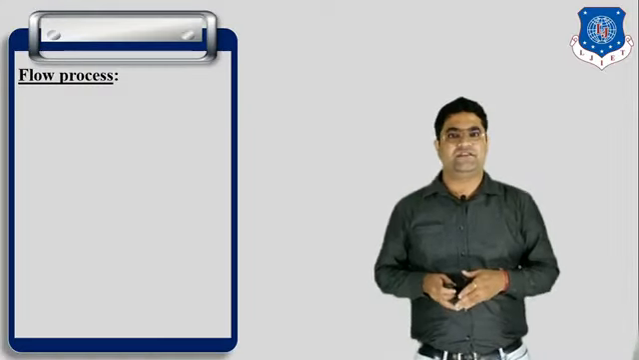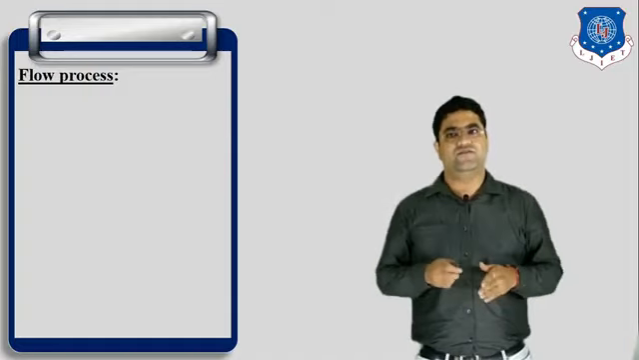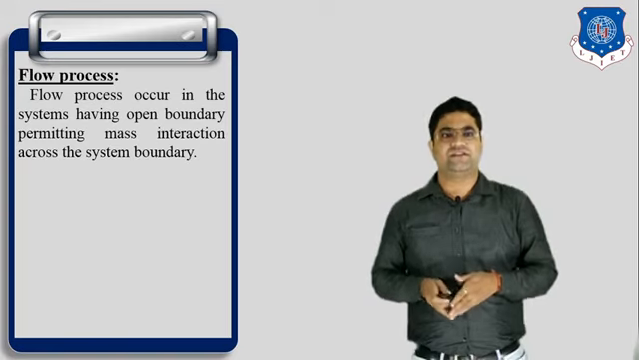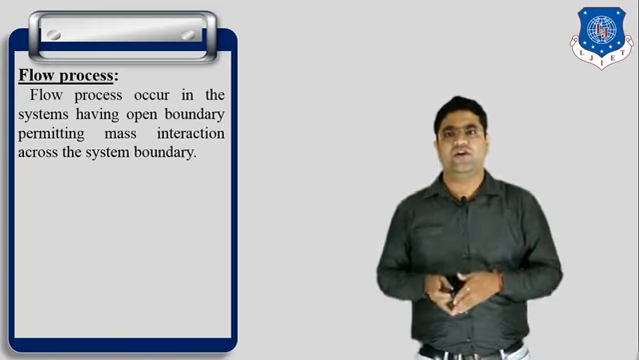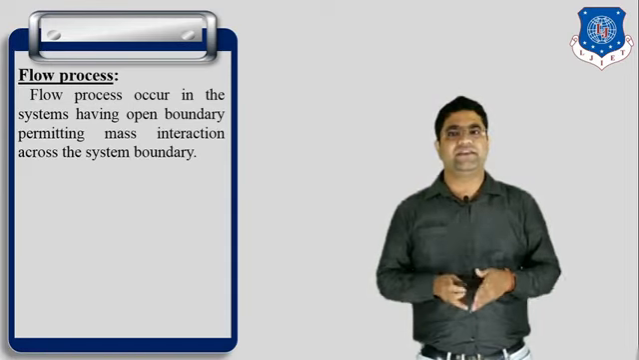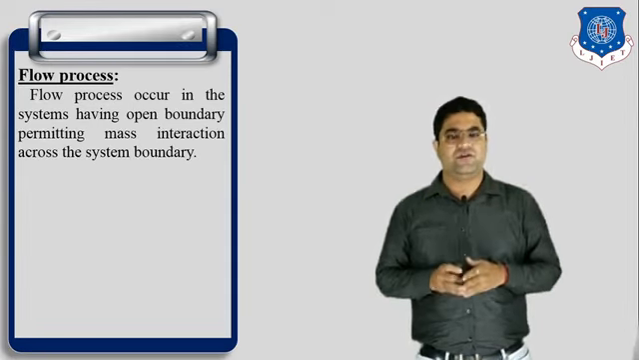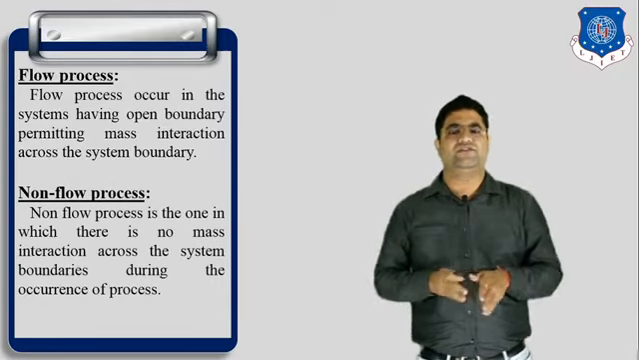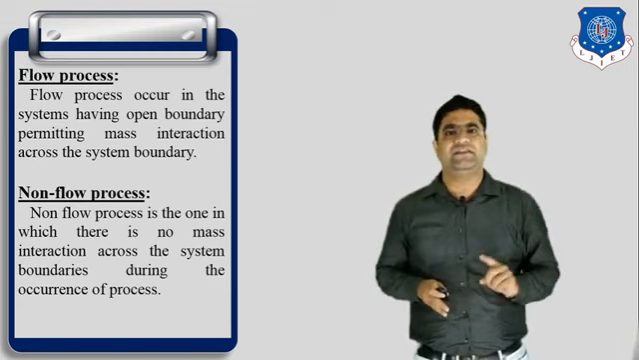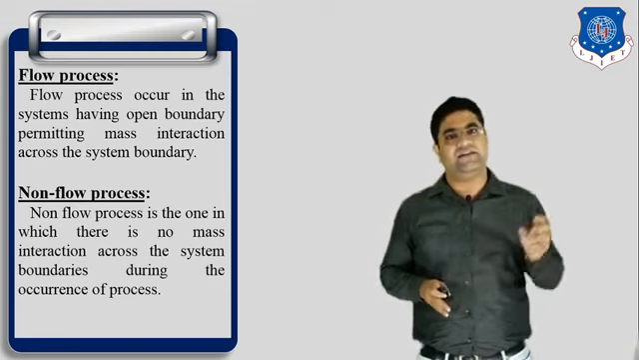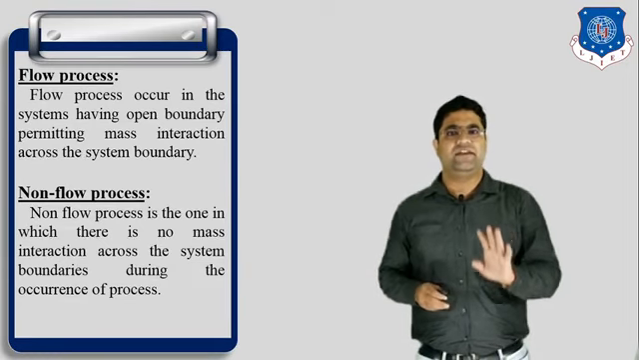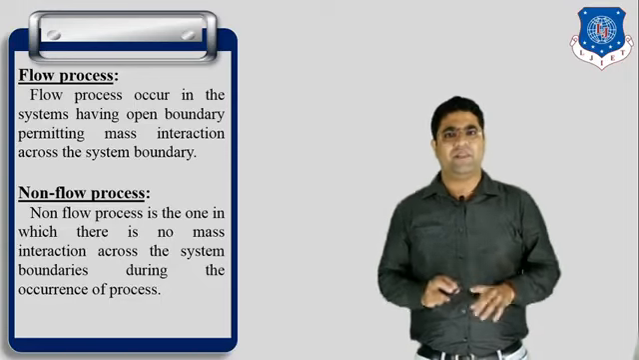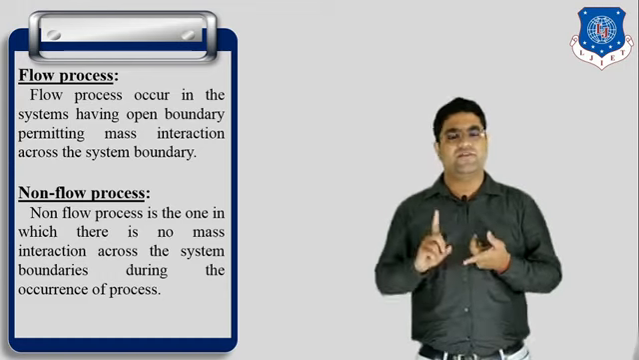Now our next topic is flow processes and non-flow processes. Okay, so first of all, the flow process. A flow process occurs in a system having an open boundary and permitting mass interaction across the system boundary. Okay, and a non-flow process means the process occurs in a closed system in which mass interaction is not possible but energy interaction is possible. Okay, so let us take one example to understand what is a flow process and what is a non-flow process.